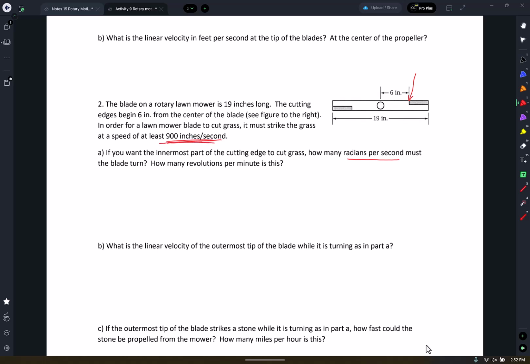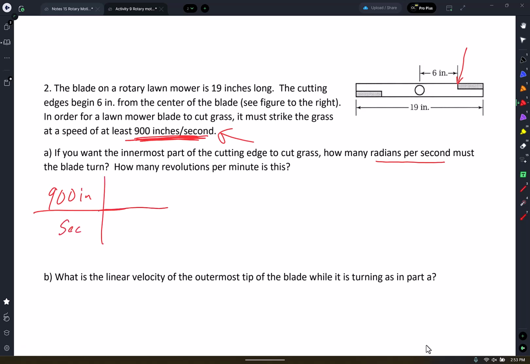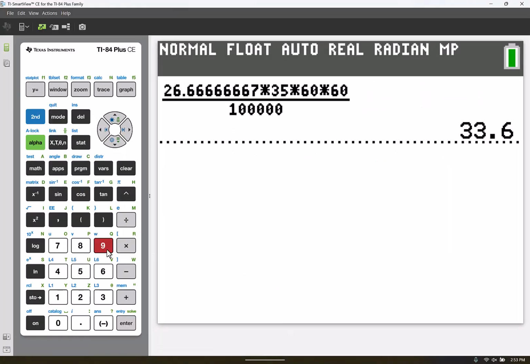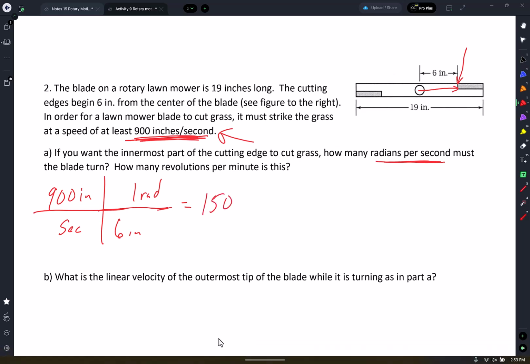All right. So what are we going to start with? We're going to start with the 900. So write 900 inches per second. And here's my radius. What's the radius for that innermost? 6 inches. So we're going to write 6 inches, there's 1 radian. First let's do the radians per second. This is going to give me radians per second. So I take the 900 and I just divide it by 6. 900 divided by 6 is 150. That's my first answer: 150 radians per second. Scratch out the inches, and there it is, radians per second.